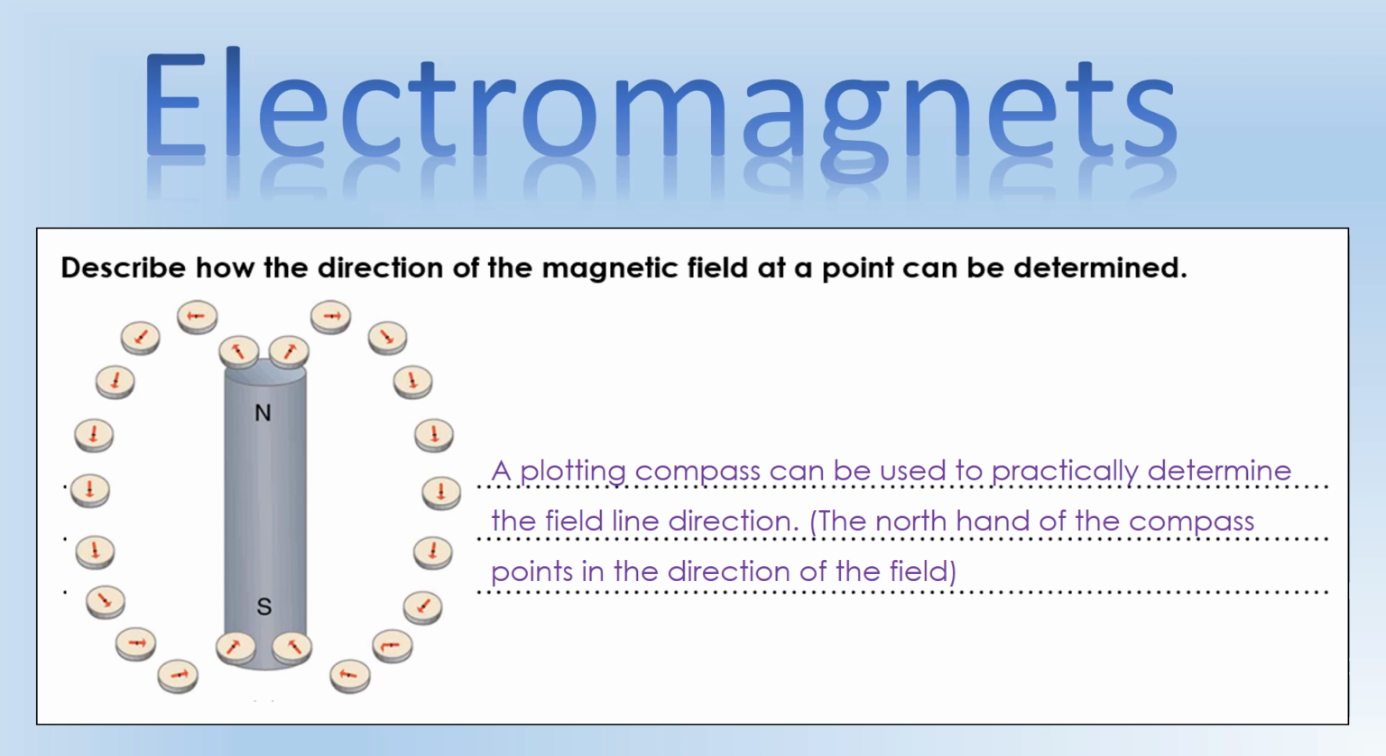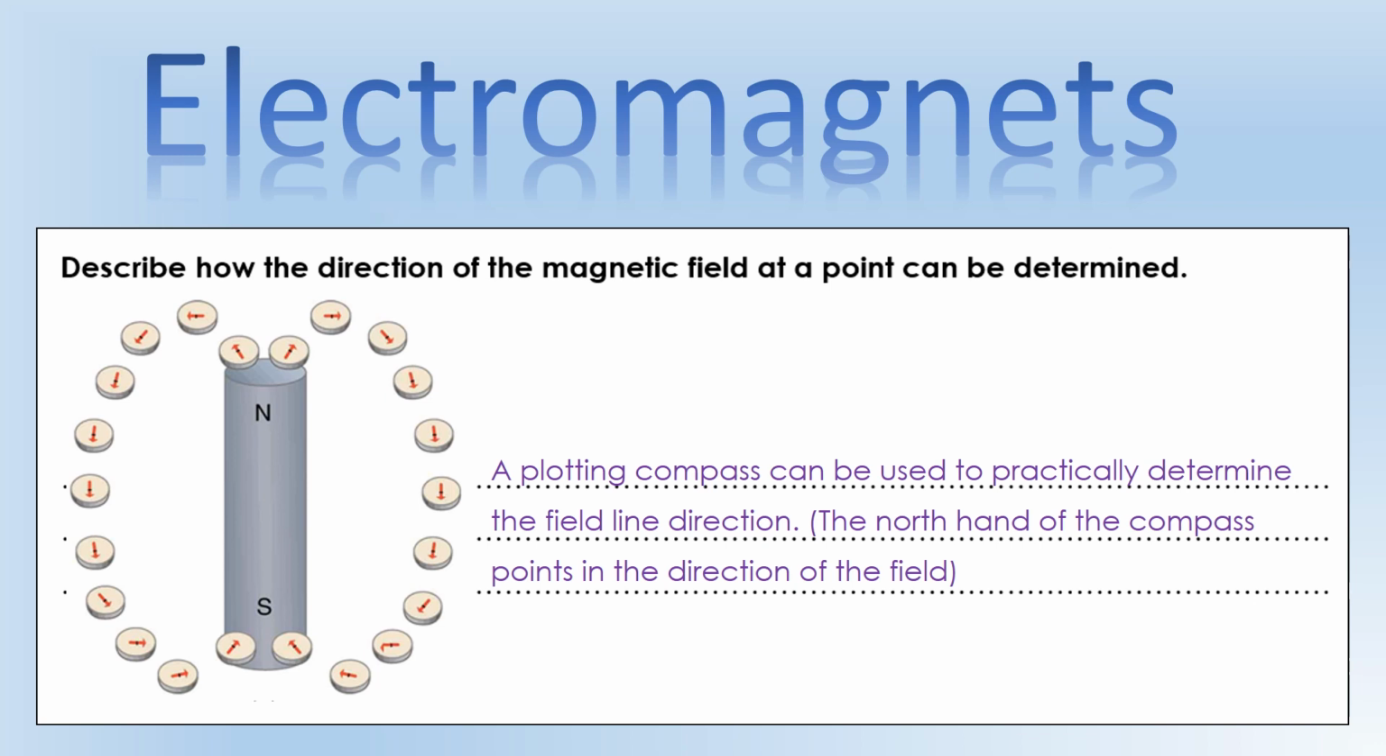So we've looked at how we can use iron filings to show where the field lines are. How do we know what direction they are, so that we were able to develop, say, the right-hand corkscrew rule or the north and south pole rules that we've seen earlier? So that's what we'd use a plotting compass for.